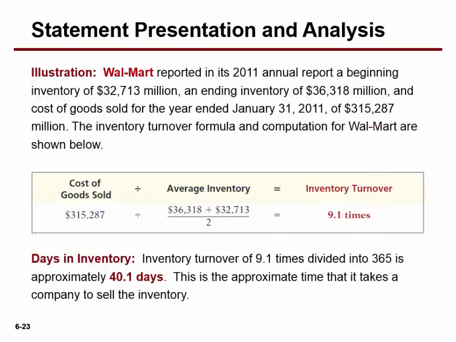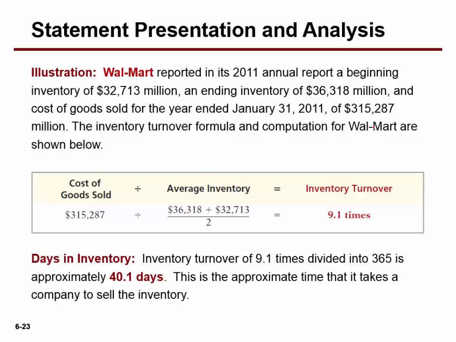So let's just use an example, and let's say that this company has 36,318 of beginning inventory, 32,713 of ending inventory. They divide that by 2. That gives us our average inventory, right? Then you divide that into your cost of goods sold, and that means they turned their inventory over 9 times, right?